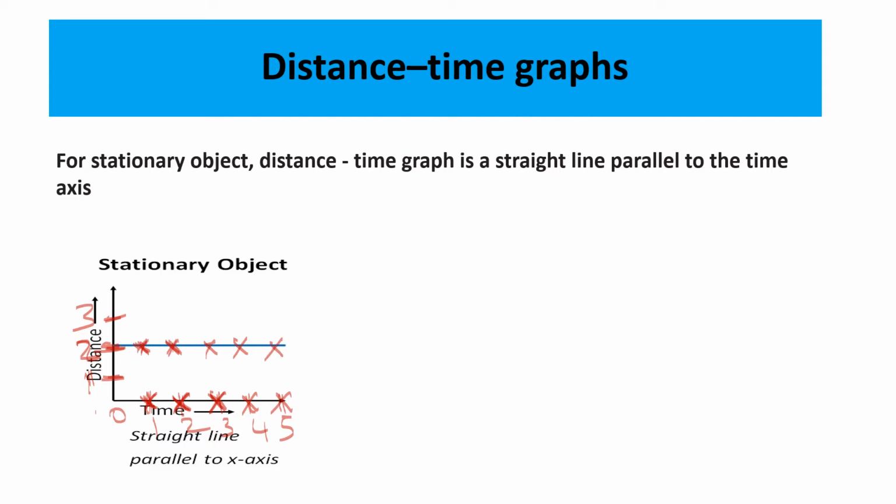That means the object is at the same distance. The object is not moving. It is stationary. From the graph, it is clear that the object is stationary. Therefore, for a distance time graph, if it is a straight line parallel to the time axis, the object is stationary. As time increases, the distance remains the same. It is a stationary object.